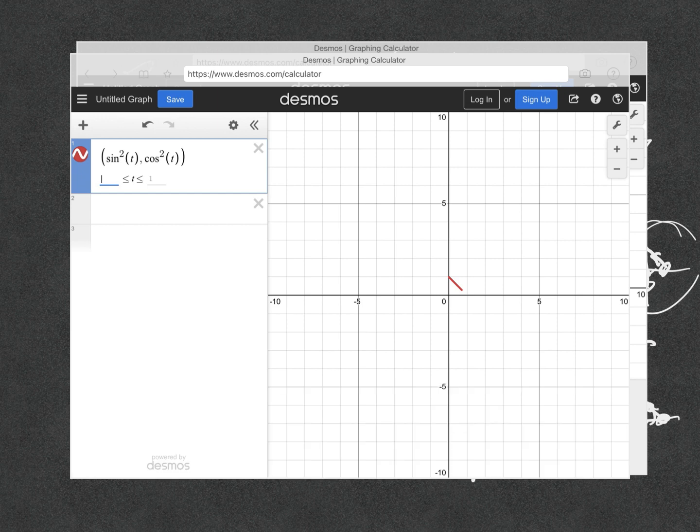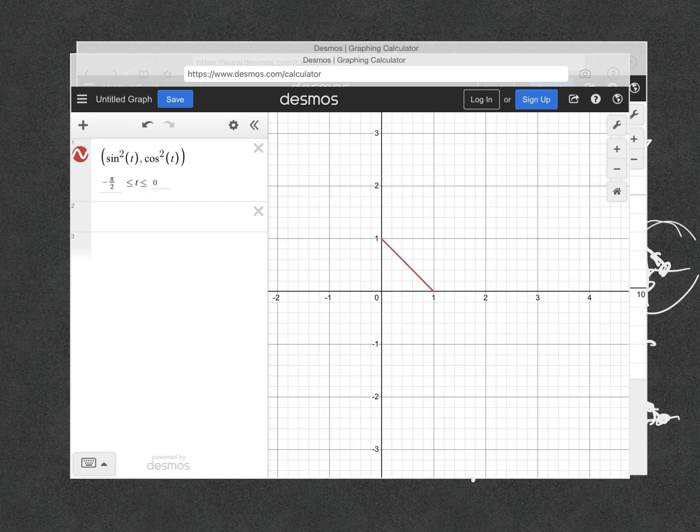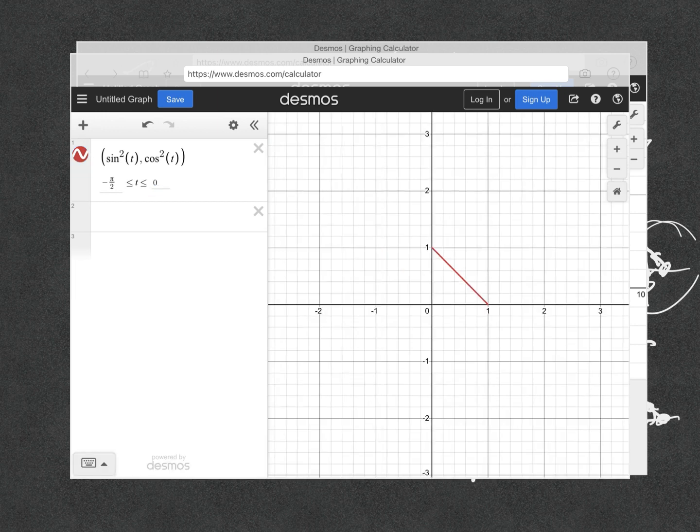Then what we have to do at that point is enter the domain. If you'll remember, our domain in this case was negative pi divided by 2 up to 0. If we do that, you'll notice there's our 1, 0, and there's our 0, 1. Let me make this bigger. The 1, 0, you can see, and the 0, 1, not the 0, negative 1. How stupid of me. And then the pi over 4 was the 1/2, 1/2 right in the middle.